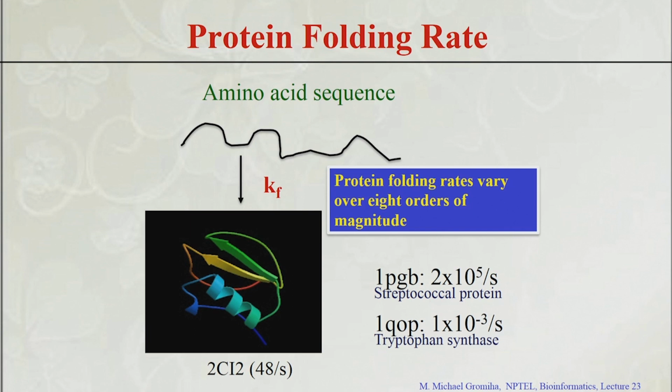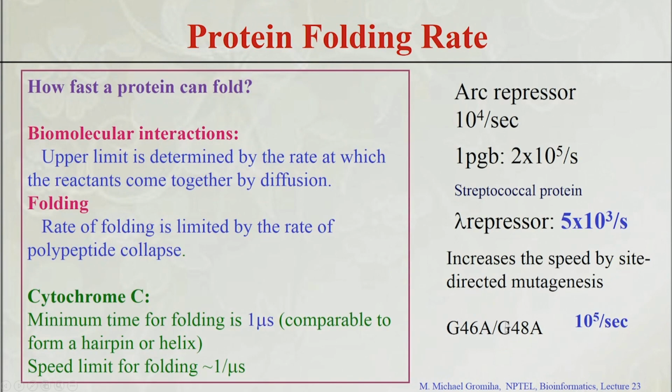We have two examples. One is a streptococcal protein, where the rate is 2 times 10 to the power 5 per second, which is very fast folding. And if you see tryptophan synthase, it is very slow folding, taking 1 times 10 to the power minus 3 per second. So, now the question is how fast a protein can fold. I will discuss this with 3 different types of examples.